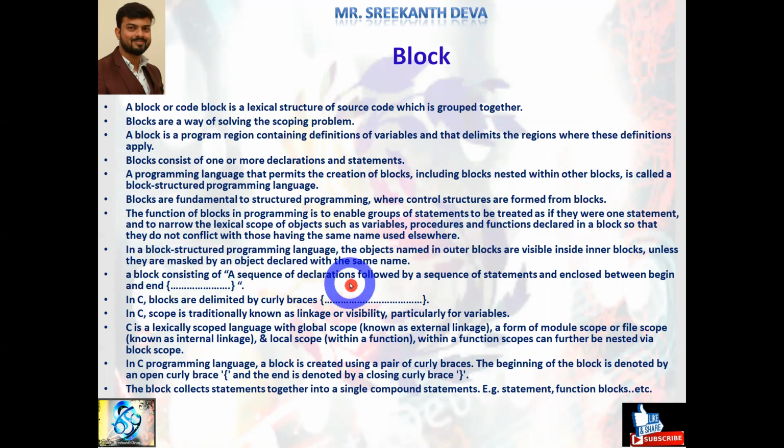In a block structured programming language, the objects named in outer blocks are visible inside inner blocks. Any variables declared in an outer block can be accessed within the inner or nested blocks, unless they are masked by an object declared with the same name. A block consists of a sequence of declarations followed by a sequence of statements and is enclosed between begin and end.